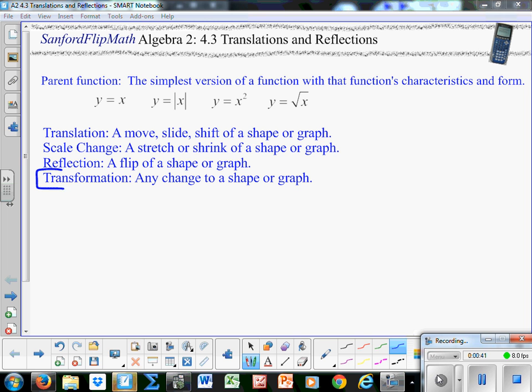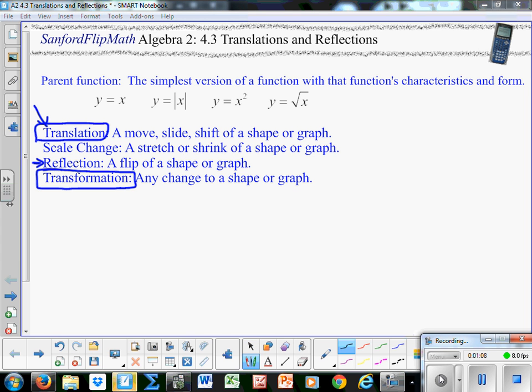So transformation is the overall category. This particular video is going to focus on translations and probably reflections a little bit depending on time, but we'll see how that goes. Okay, so the big focus for us right now will be on translations, and I need to remind you that all of this is going to be in reference to a parent function.